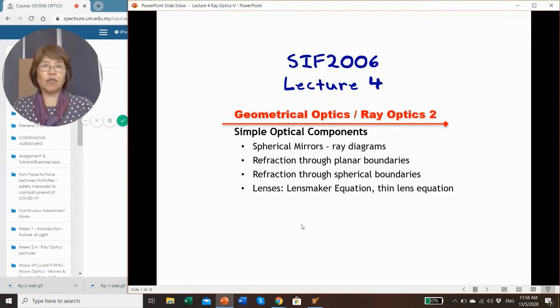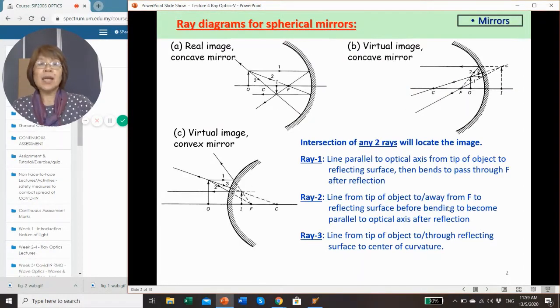This is lecture 4. We will be discussing ray diagrams for spherical mirrors for image formation, looking at refraction through plane boundaries as well as spherical boundaries. And thereon, we will discuss lenses, the Lensmaker equation, as well as the thin lens equation, and we will derive those equations. Let's start with ray diagrams for spherical mirrors.